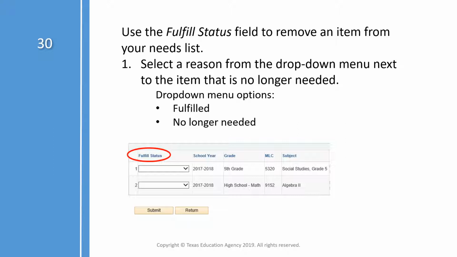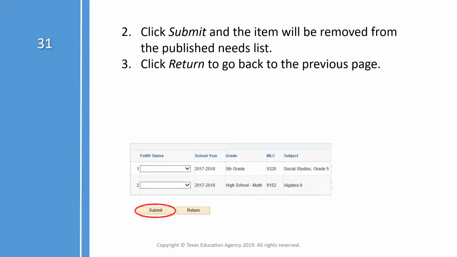Select a reason from the drop-down menu next to the item that is no longer needed. The drop-down menu options are Fulfilled or No Longer Needed. Click Submit and the item will be removed from the published needs list. Click Return to go back to the previous page.